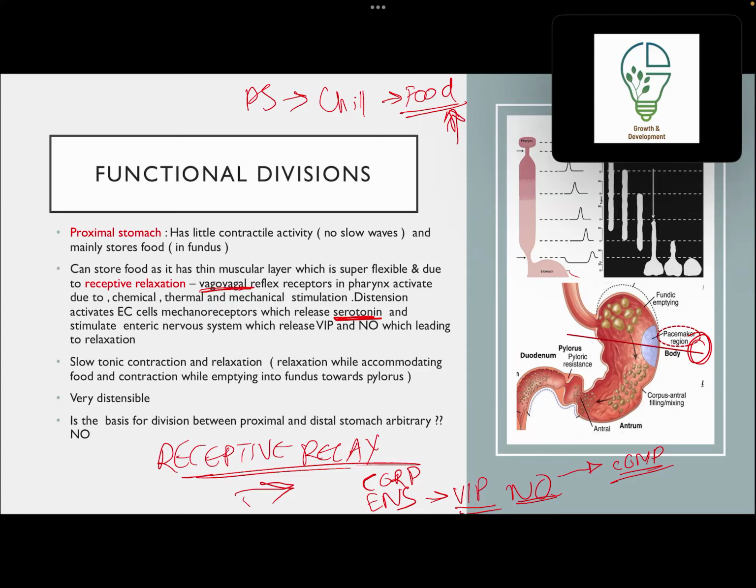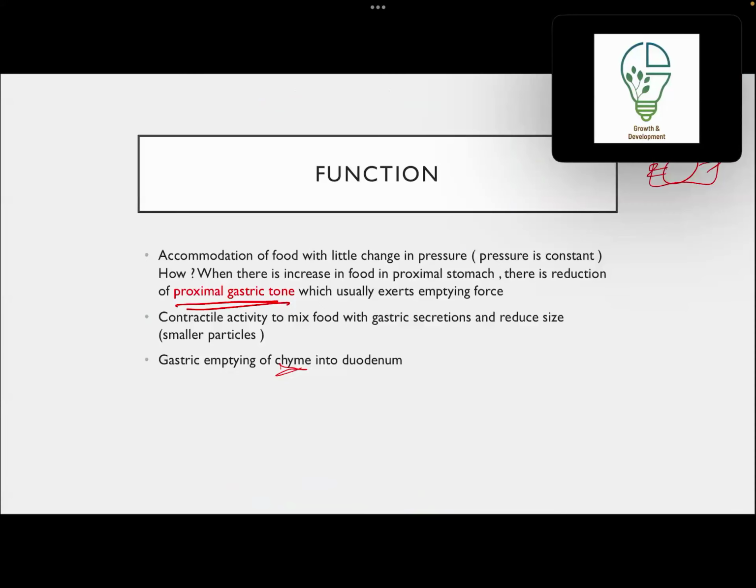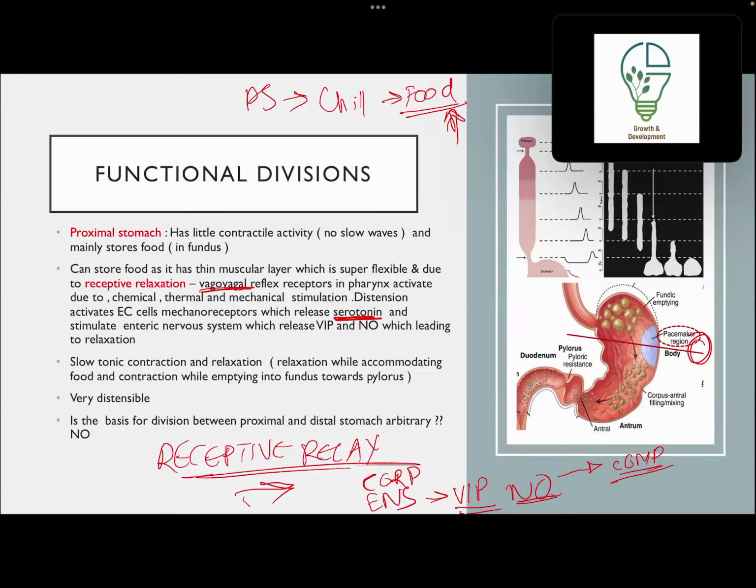And when it's trying to empty, when it's trying to move the food into the pylorus from the fundus, that's when it's going to contract. But this contraction is slow tonic contraction. It's very distensible. And the reason that it's distensible, obviously, is because it has a very thin wall. It has the receptive relaxation thing. And then it also has the relaxation of the proximal gastric tone.